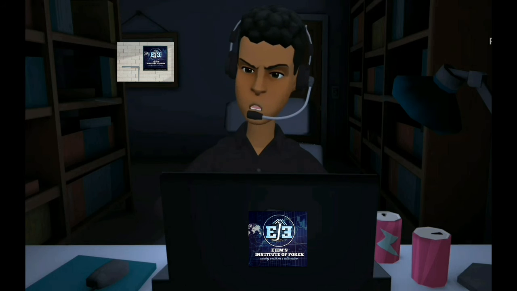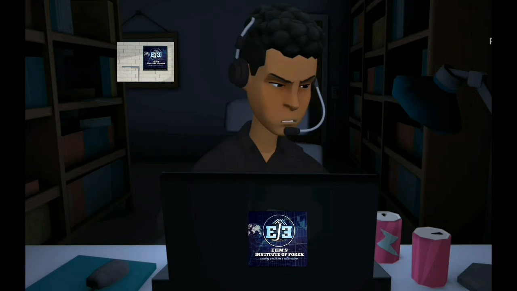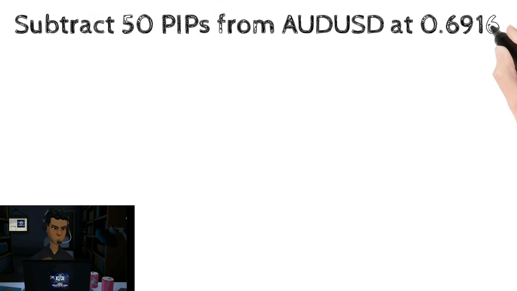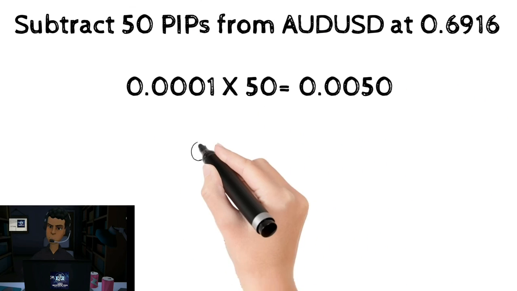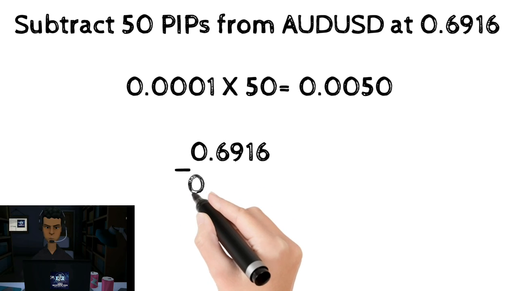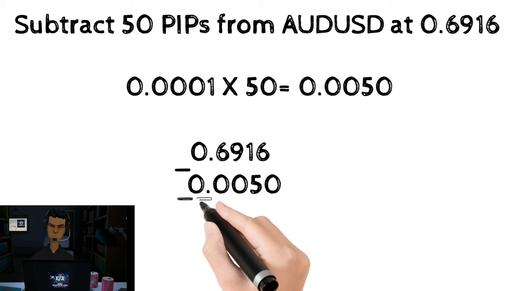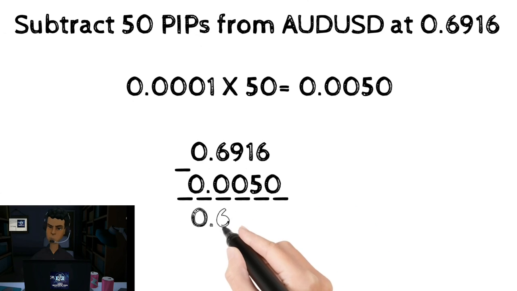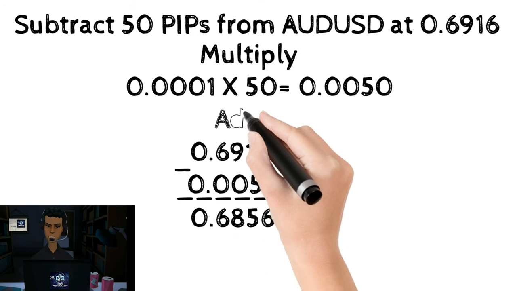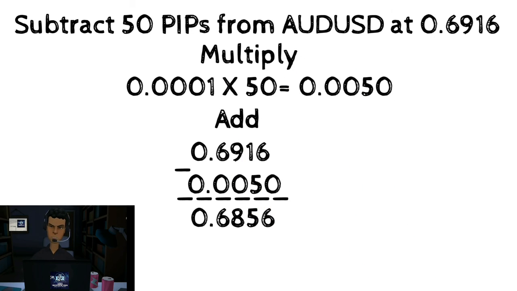Let's subtract 50 pips from the original price 0.6916. First multiply 50 by 0.0001, which will equal 0.0050. Now you can subtract the value from 0.6916, which is as simple as 0.6916 minus 0.0050, and it's equal to 0.6856.